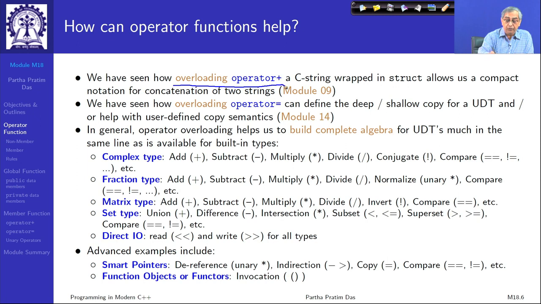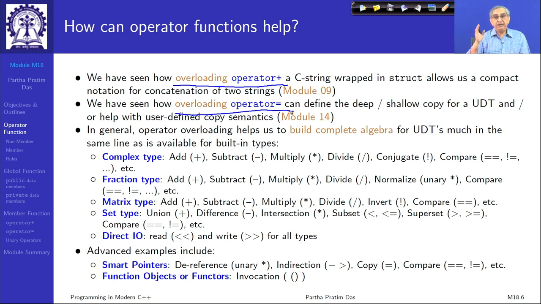So, you have seen how to overload the operator plus, let us say, for allowing the concatenation of strings as an addition operation. This was done in module 9. We have also seen the overloading of the assignment operator, the copy assignment operator as we said in module 14, which can define different kinds of deep or shallow copy semantics for this assignment operator. But in general, so these are 2 specific examples we did. In general, what do we want to do?